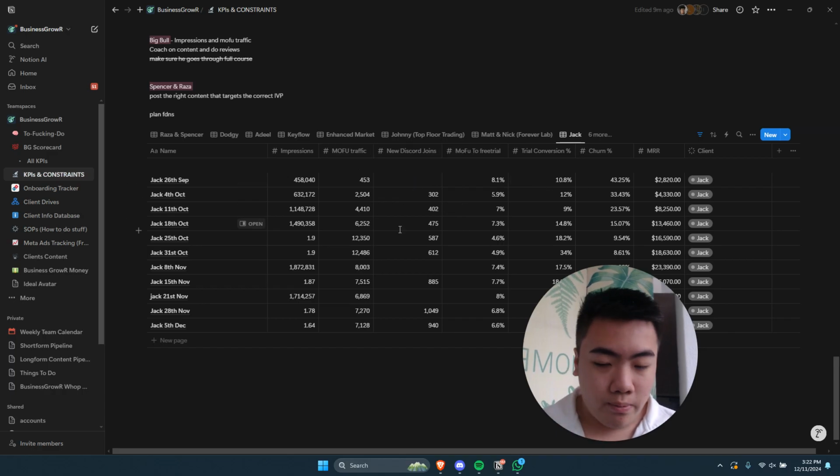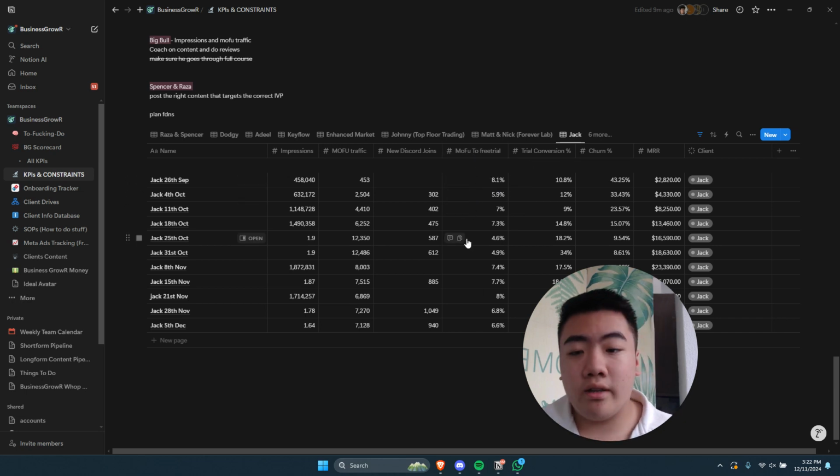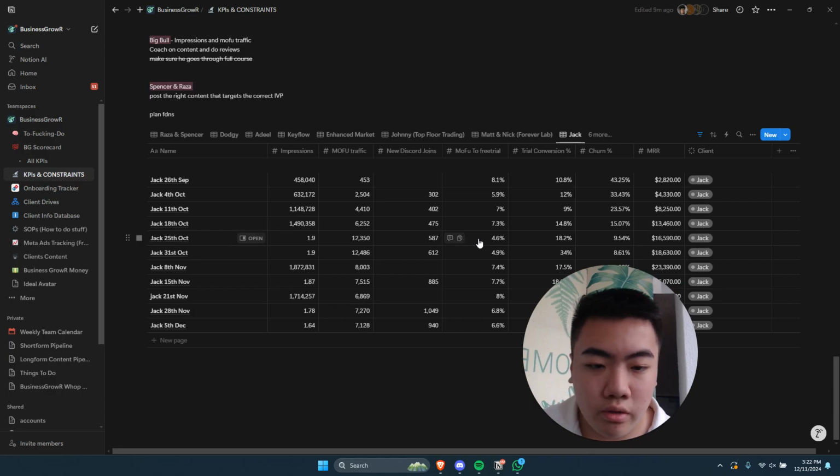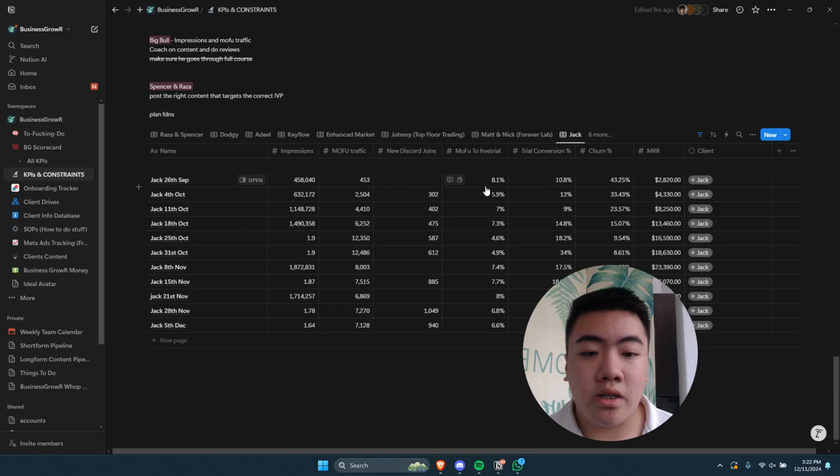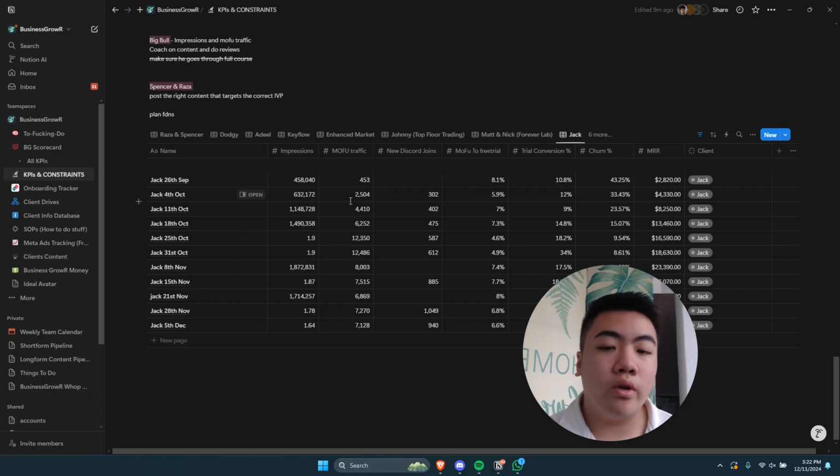New Discord joins, I bet you can figure out what that is. It's basically how many people join the Discord. Mofu to free trial is what percent of the Mofu traffic, the emails we collect, people we get in Discord, whatever, how many of those we can convert to a free trial, which you can see here for Jack, it hovers around 7%, had a weird little dip here. By the way, you'll see it started at 8.1%, but because the Mofu traffic was so low, the only Mofu traffic he got was way higher intent, and even then, 8.1 is super low.